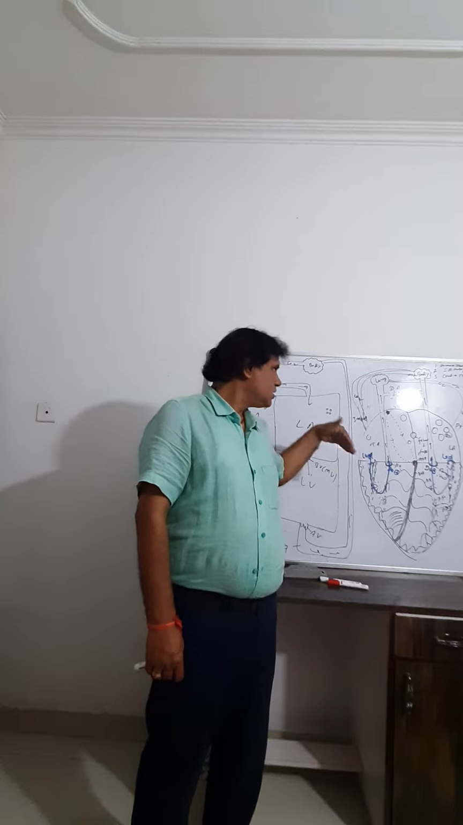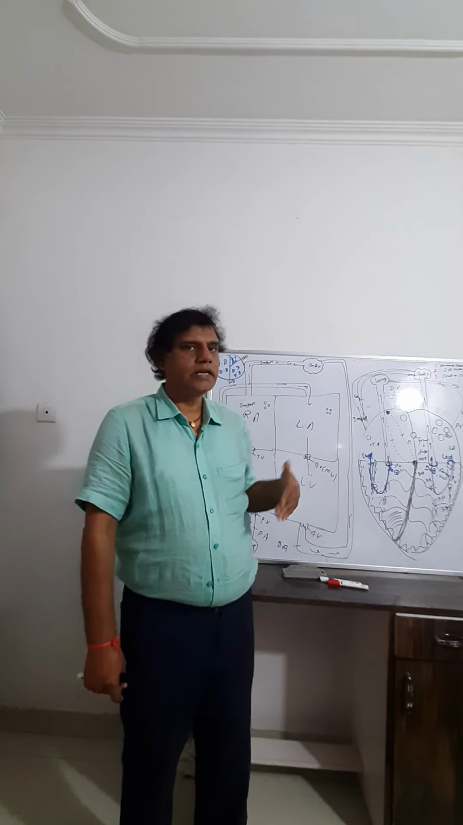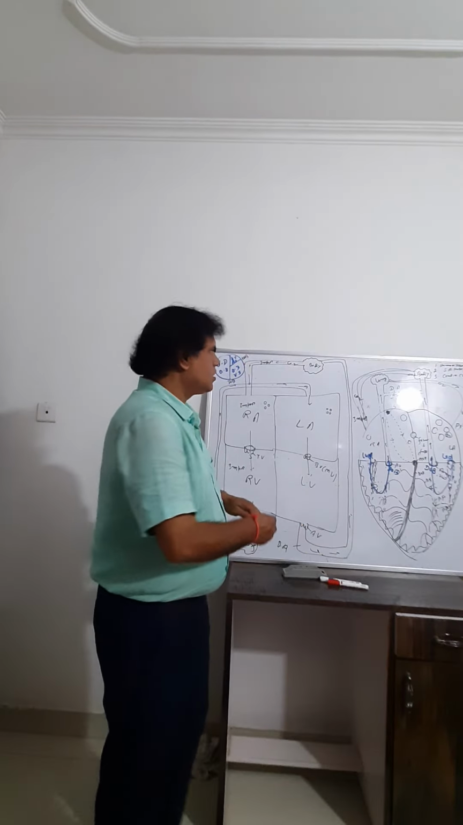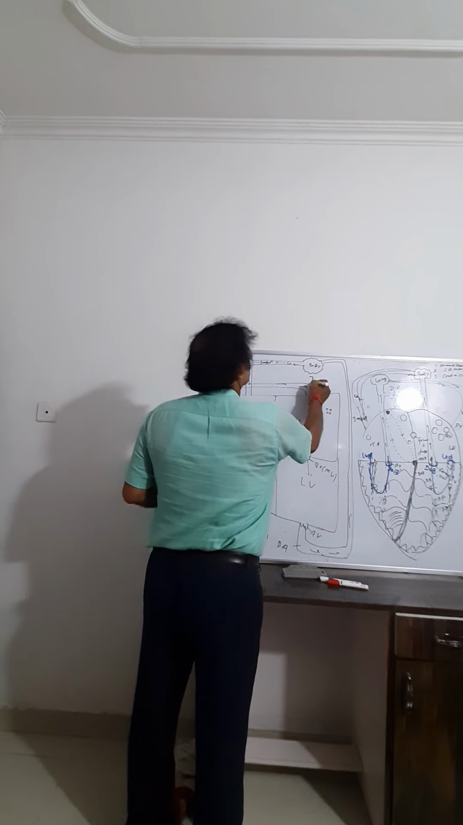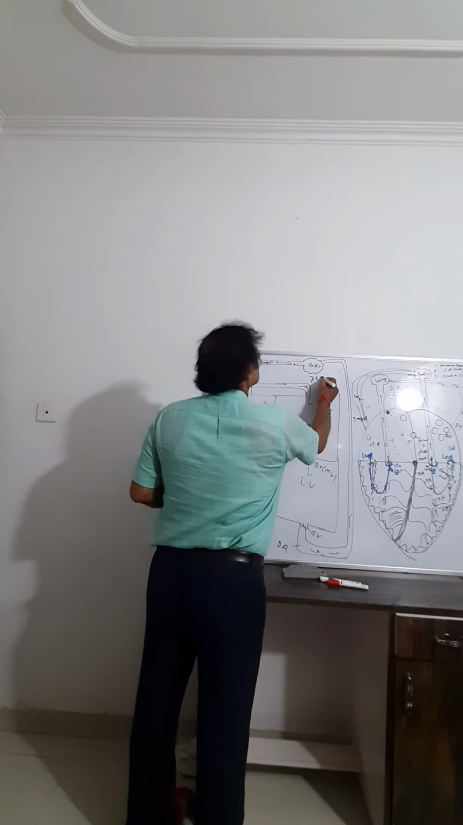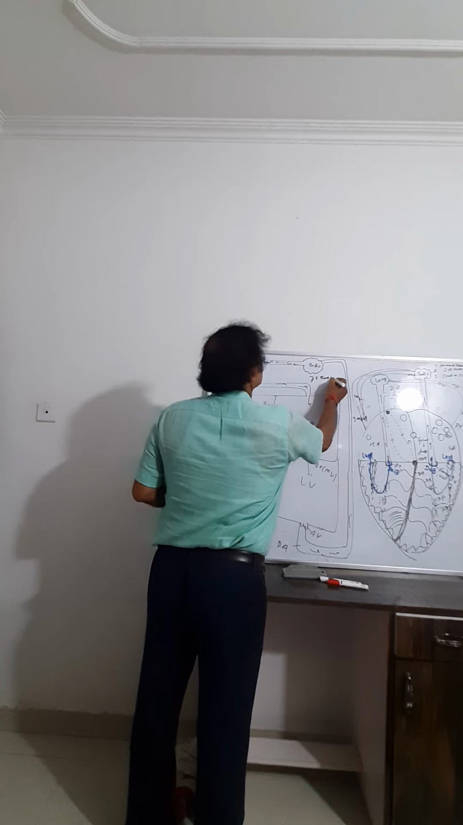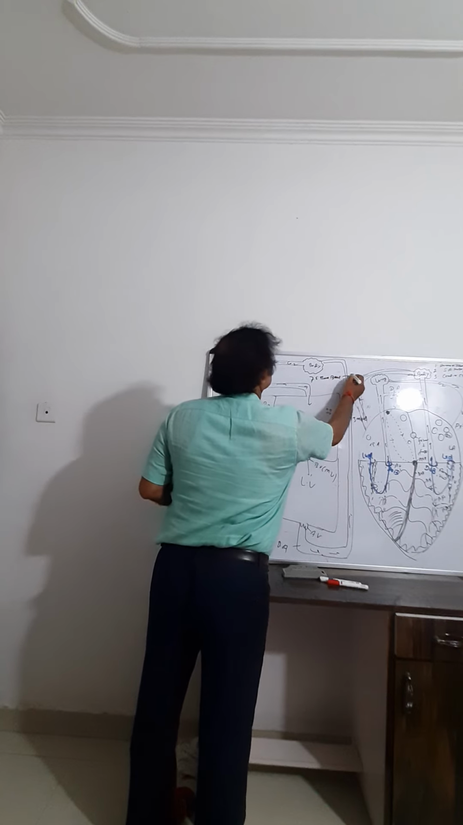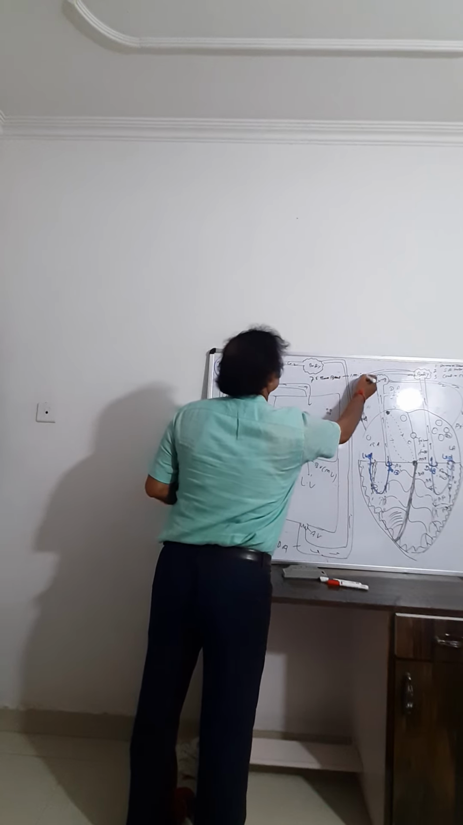And one is the cardiac cycle. So what is the cardiac cycle time? Because the heart beats 75 times in 1 minute, that is 60 seconds.